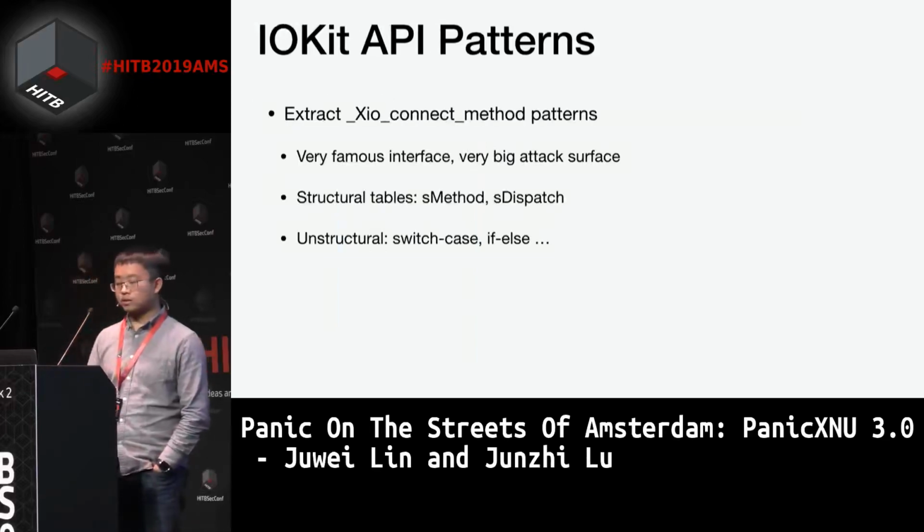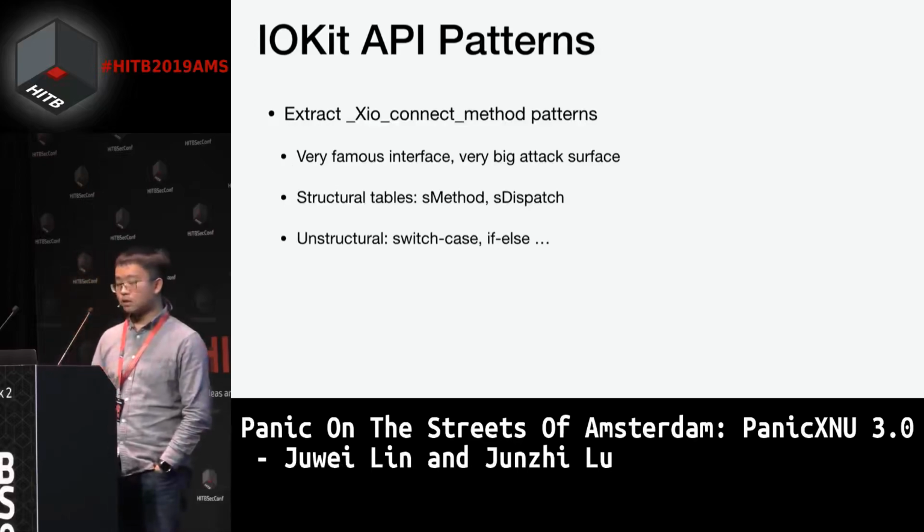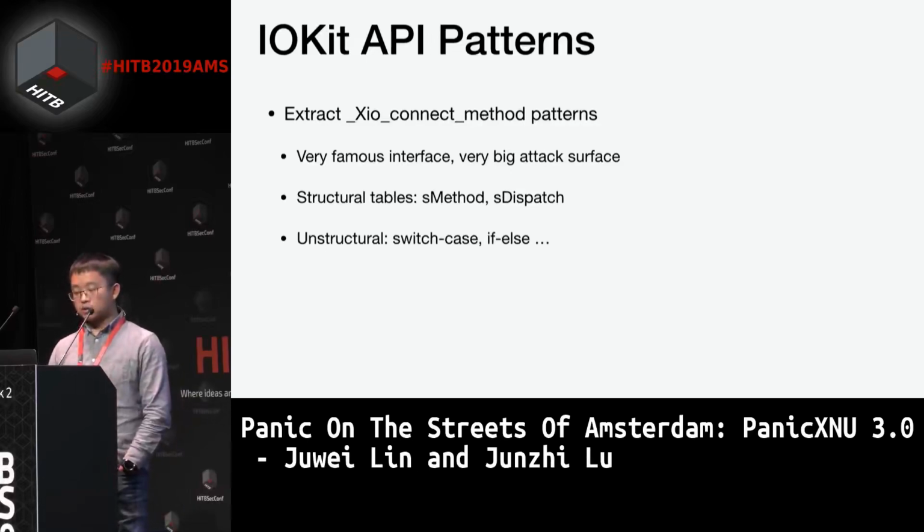Okay, how to extract the IOConnect method patterns? Because this interface is a very famous interface and is a very big attack surface. We can extract the API patterns. Maybe you can write a script to extract the patterns from the structural tables, the S method and S dispatch. But for those unstructured code, you can only use reverse engineering to extract the API patterns.